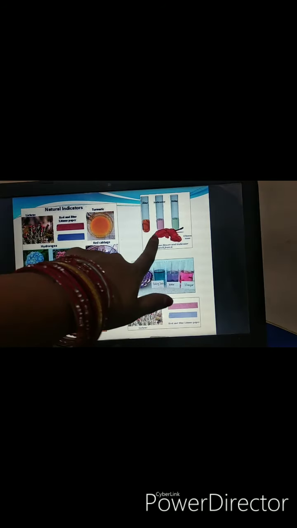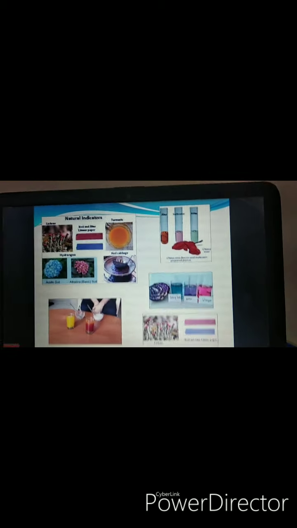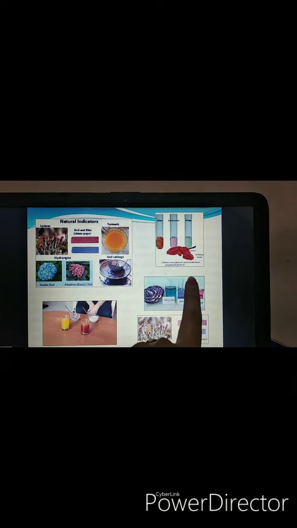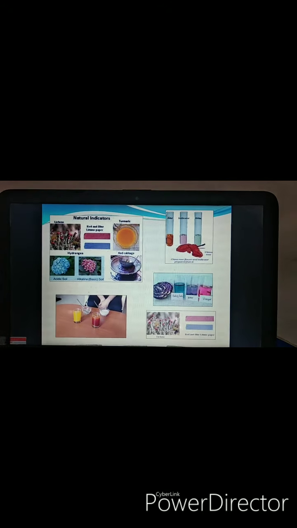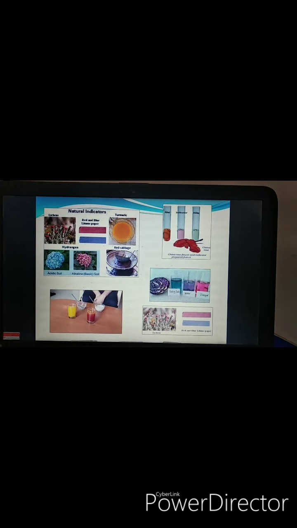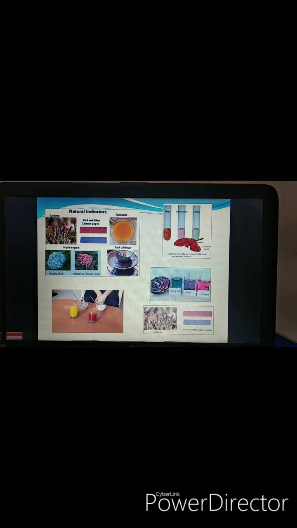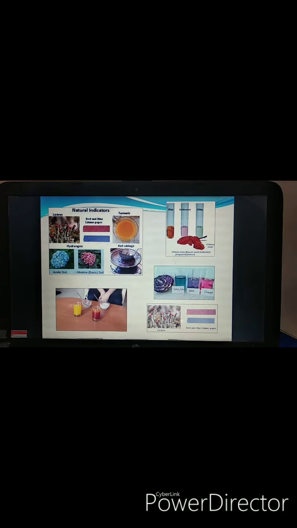So as you can see, students, China rose is also one type of natural indicator. As you can see, the indicator is light pinkish in color, but when it is put in the acid it becomes red, and when it is put in the base it turns green.